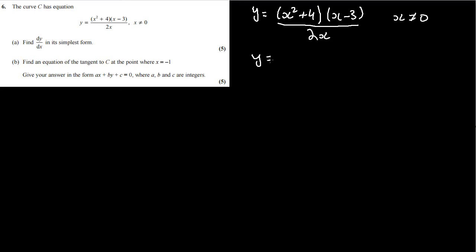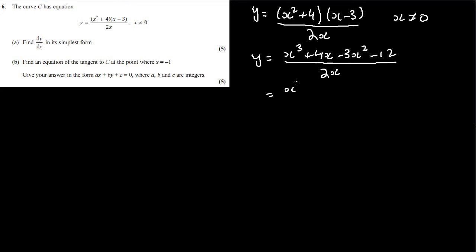To do that, I will open up the brackets. So I'll have x into x squared, which is x cubed, then x into 4 is 4x, then minus 3 into x squared is minus 3x squared, then minus 3 into plus 4 is minus 12, and then this is divided by 2x. Now we can try to simplify the numerator, but you can't simplify it further because you have a cube, a square, x, and a number. So next is to open up this division.